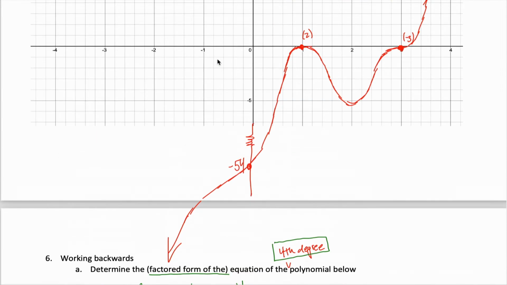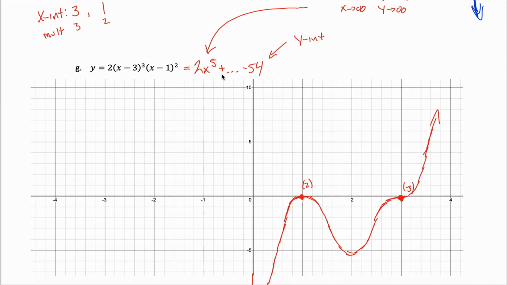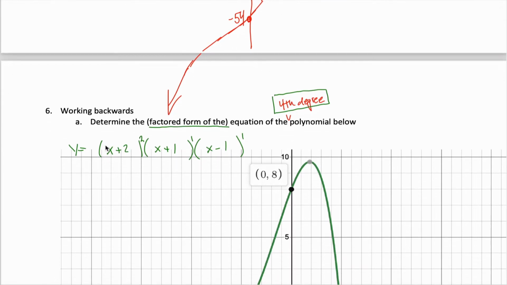Well, not quite. Let's look back up at this last example that we did. 2 times x minus 3 cubed times x minus 1 squared. This factor and this factor manifested itself in terms of the x-intercepts, but if we're just looking at the x-intercepts, we don't get any information about this 2 right here. The point that I'm trying to make is there could be a number out in front here. We don't know. So what we'll want to do is put some constant like the letter a out in front here, and we'll solve for a.